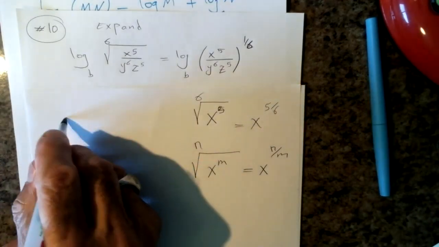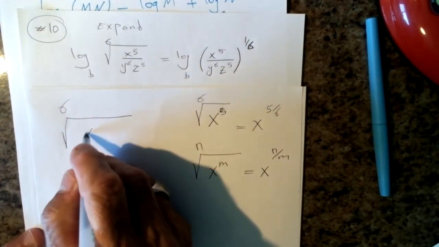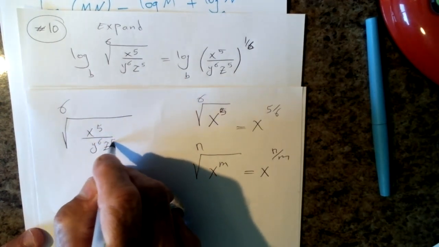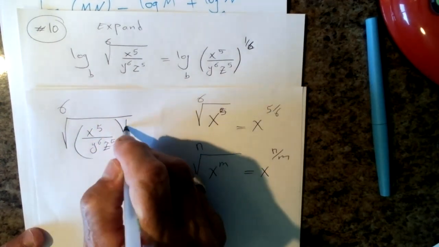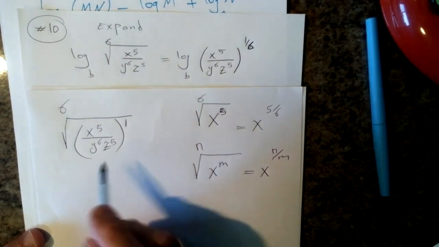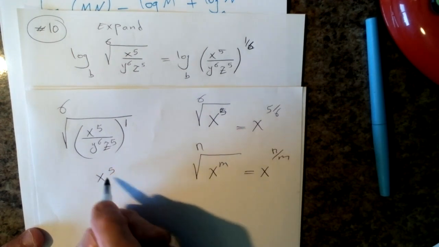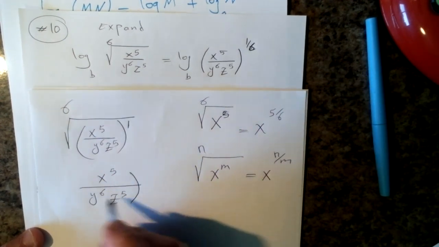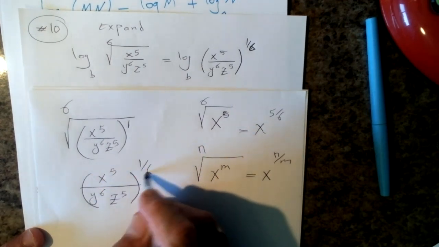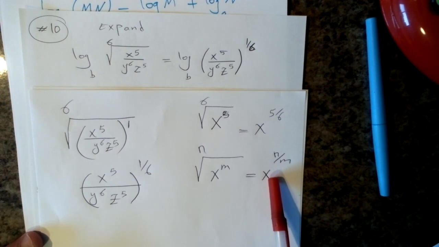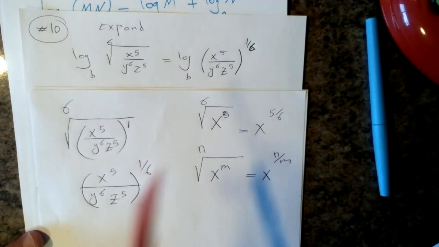So I have here radical 6, and let's say x^5, y^6, z^5. I put a parenthesis around it and I put a 1. Then that would be x^5, y^6, z^5, the whole thing to the power of 1 over 6, according to this formula. That's how we go from this to that.